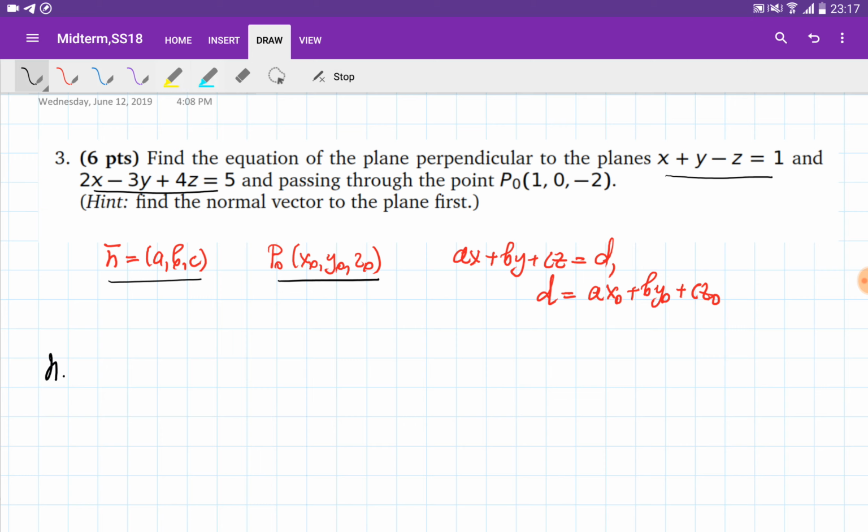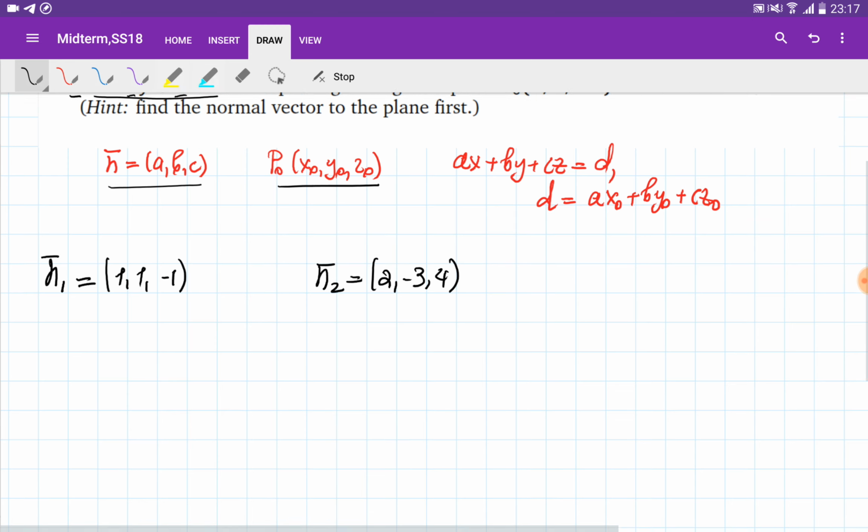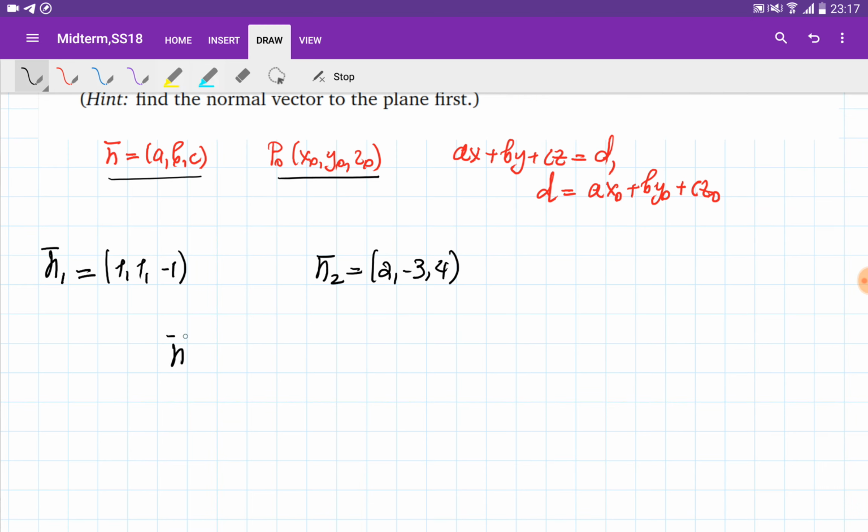So the normal vector of the first plane has the coordinates 1, 1, minus 1, and the normal vector of the second plane has the following components: t, minus 3 and 4, right? So when we copy the coefficients before x, y, and z, you can write down the normal vectors of the planes. So the n, which is the normal vector of our plane, should be perpendicular to both of these two normal vectors. And we can obtain this by multiplying these two vectors as a cross product.